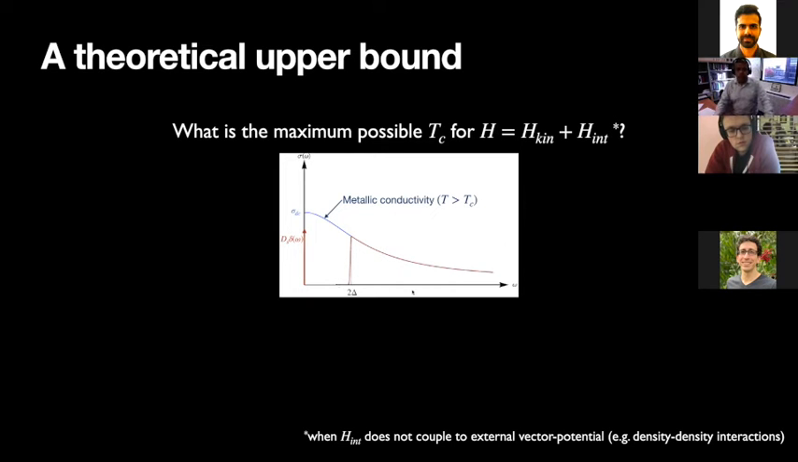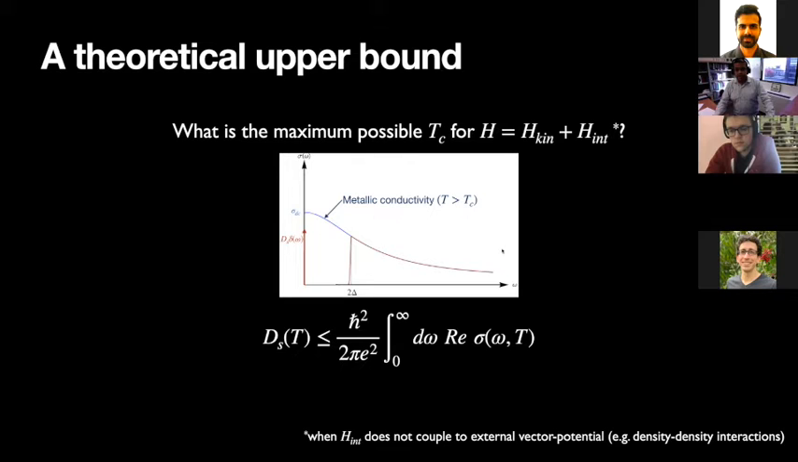Now, suppose we want to ask, what's the maximum value of ds that we can ever achieve? Well, imagine a situation where all of the spectral weight were to go and condense into a delta function.